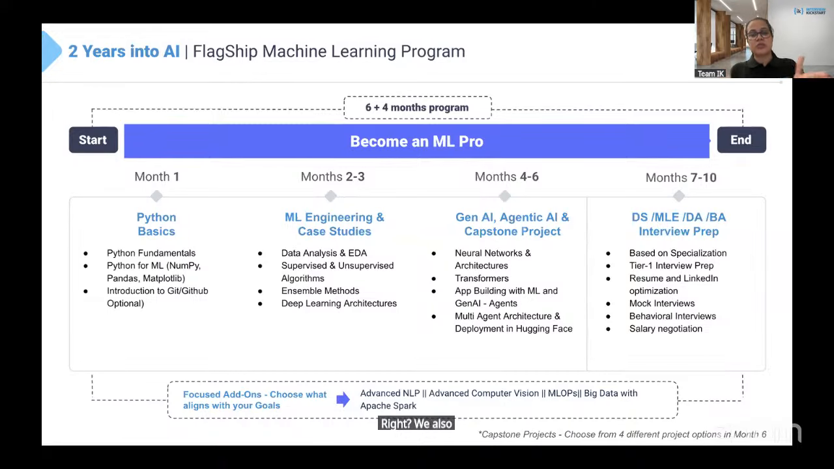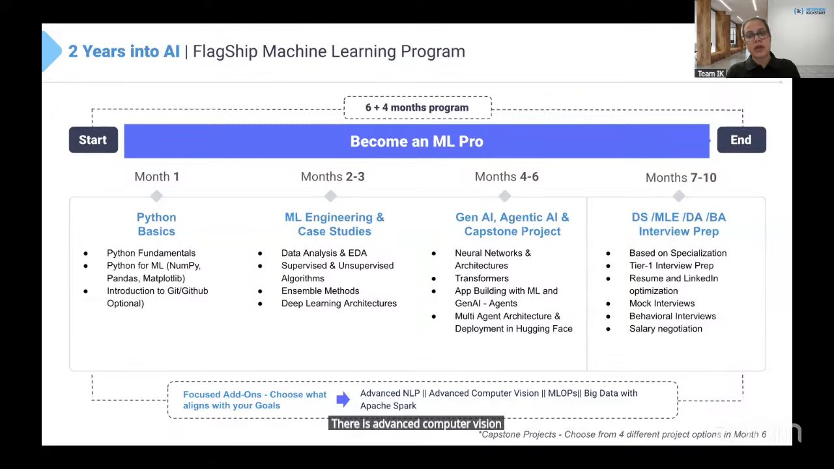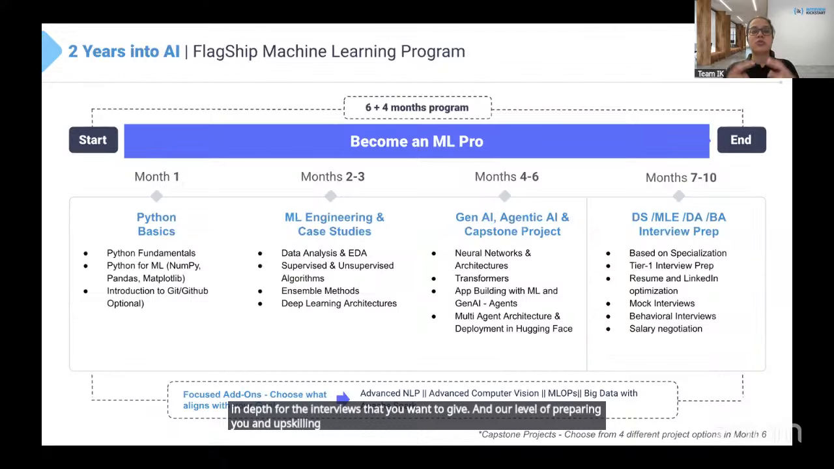We also, in those 6 months, give you a choice to specialize into 4 specializations, which are at the bottom of your screen. So there's advanced NLP, advanced computer vision, MLOps, and big data with Apache Spark. Okay. Once you're done with this, you also have the option to prepare yourself in depth for the interviews that you want to give. And our level of preparing you and upskilling you is so that you can tomorrow crack even a MANG interview. So MANG interview, any interview with Meta, Amazon, Googles of the world, right? So that's the kind of quality we promise to provide you.